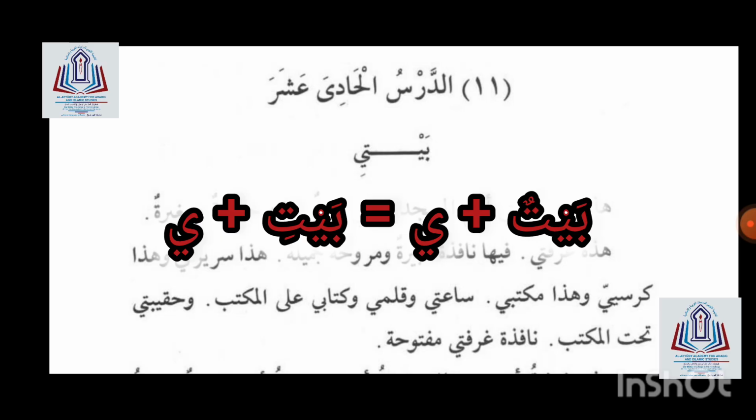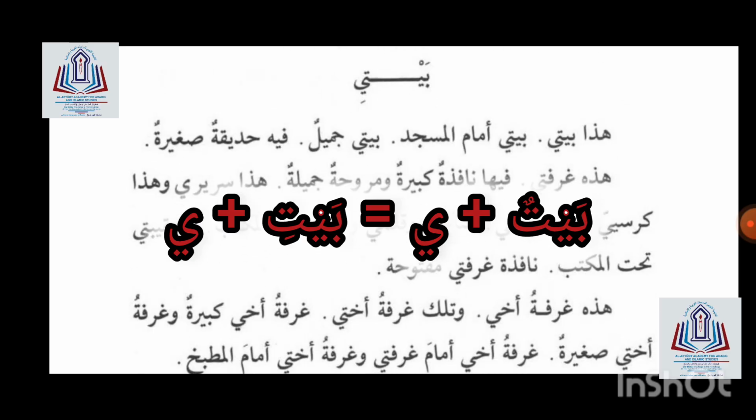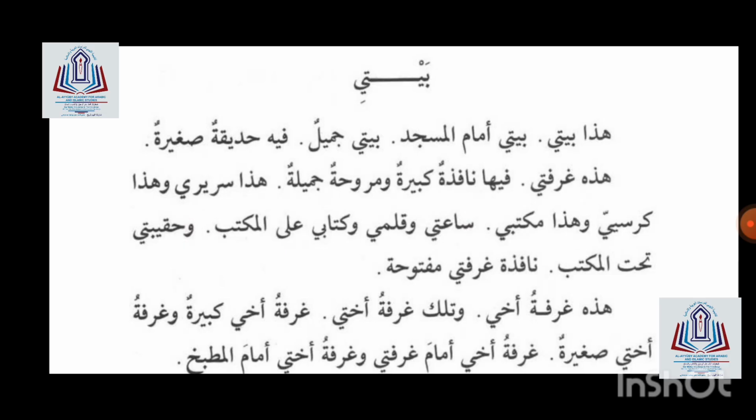Bayti, my house. The rule is that when you want to use this possessive pronoun with a noun, you give the last letter of the noun a kasra. For example, we have baytun, then you are adding a ya, you say bayti. You now change the haraka on the last letter of the word baytun to a kasra. Then you add the ya with a sukun. Bayti, my house. Hadha plus bayti, this is my house. Hadha bayti, this is my house.